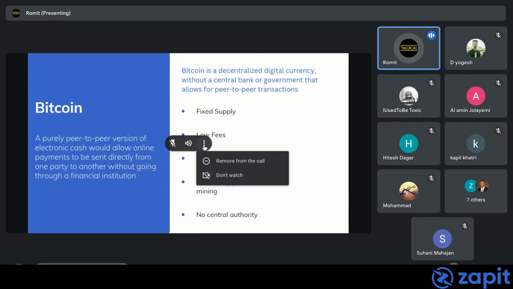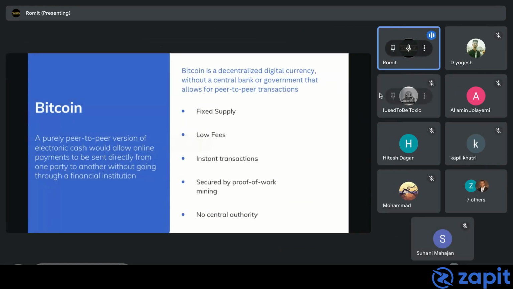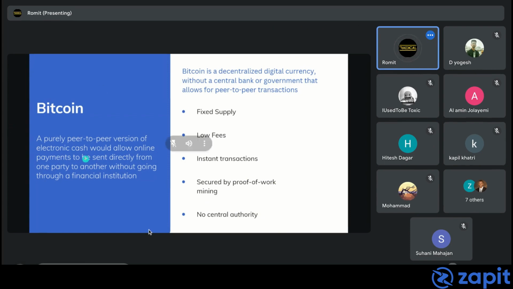You might go on the news or on YouTube and try to find different definitions of Bitcoin. But the best definition you can find is by the creator of Bitcoin itself. Although we don't know who it is, we still know the documents that he released, right? And in that, it says that Bitcoin is defined as a purely peer-to-peer version of electronic cash that would allow online payments to be sent directly from one party to another without going through a financial institution.